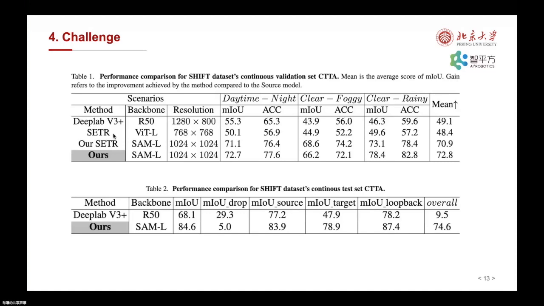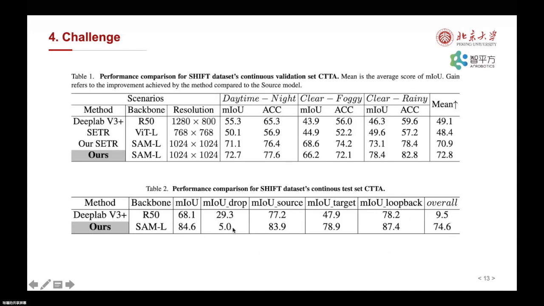In further experiments, during continuous test time, we add low-rank and high-rank adapters to our SETR and end up getting a gain of 23.7% on mIoU. This excellent result shows that the adapters can mitigate error accumulation and catastrophic forgetting. On the results of the online test phase, DeepLabV3's overall score is only 9.5, and our method's overall score is up to 74.6.